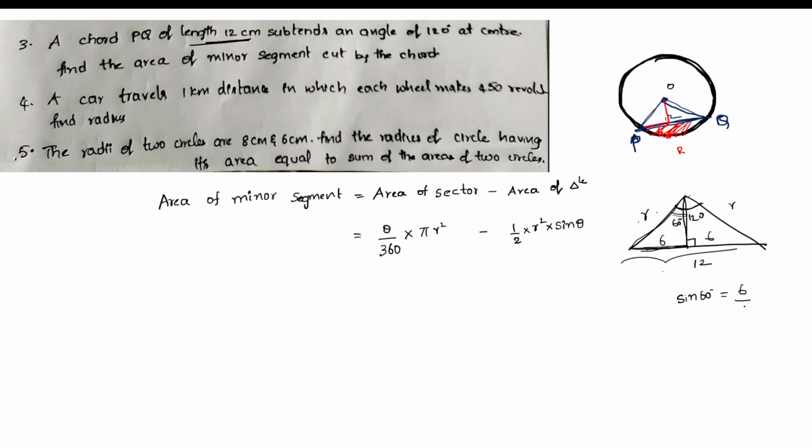Opposite by hypotenuse. So root 3 by 2 is equal to 6 by r. Then from that we can find the r value. So r is equal to 6 into 2, 12 by root 3.